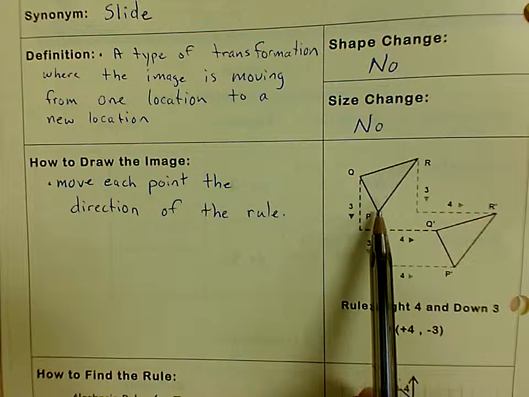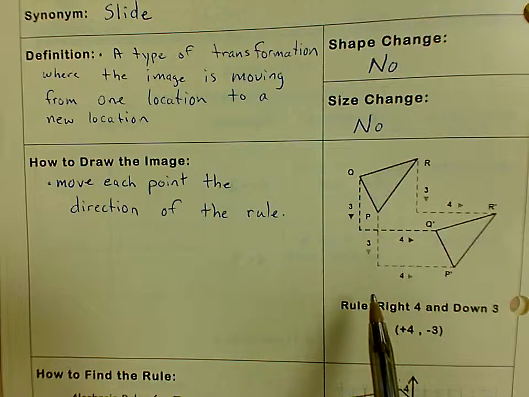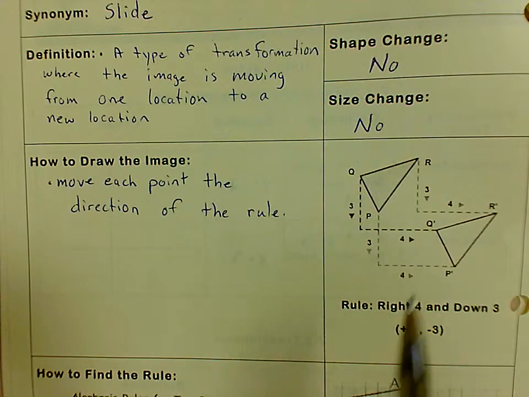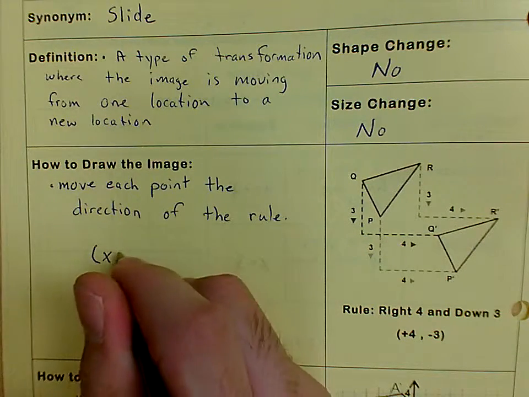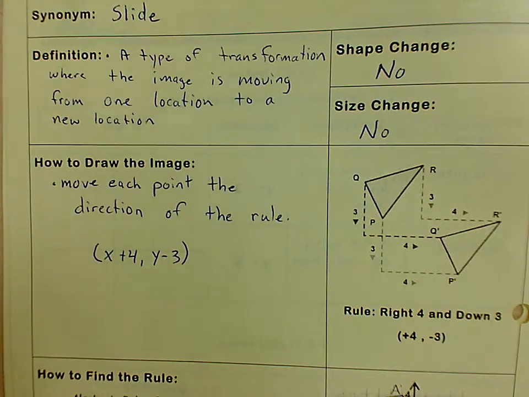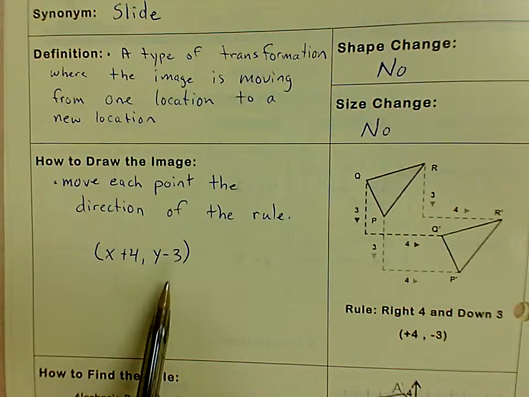And we're going to move each point down 3, right 4. So for R, we're going to move it down 3, right 4. Each point you're going to do this with, you're going to move it to the right 4 and down 3. We can also call this rule x plus 4, y minus 3. Okay. Because my x coordinate is moving to the right 4, and my y coordinate is moving down 3. And we'll talk a little bit about that in the homework.